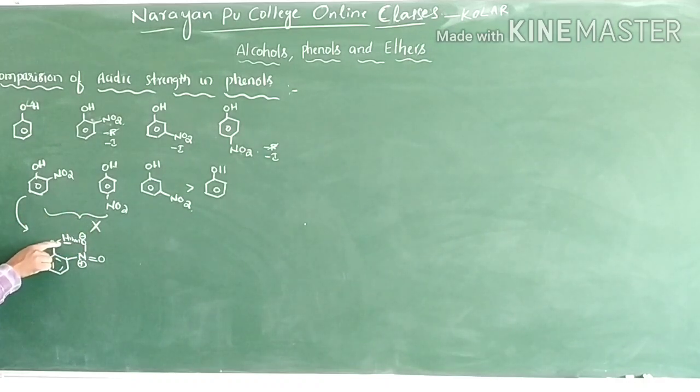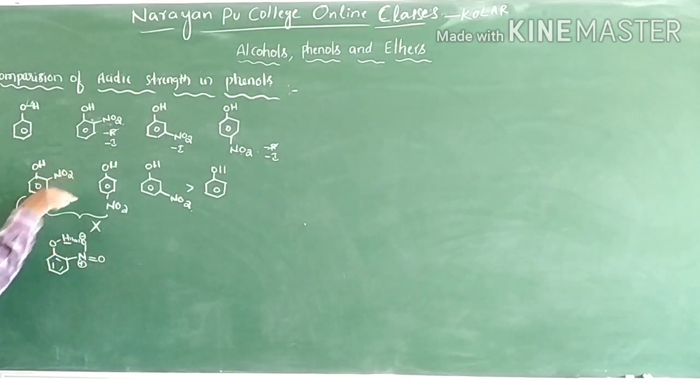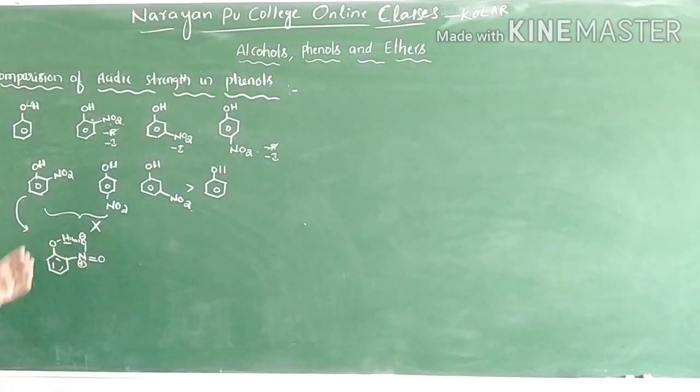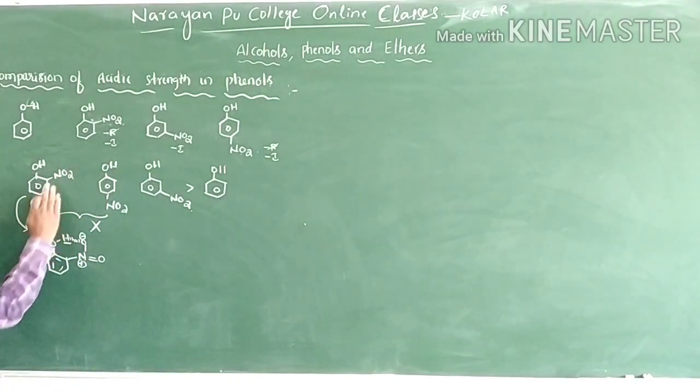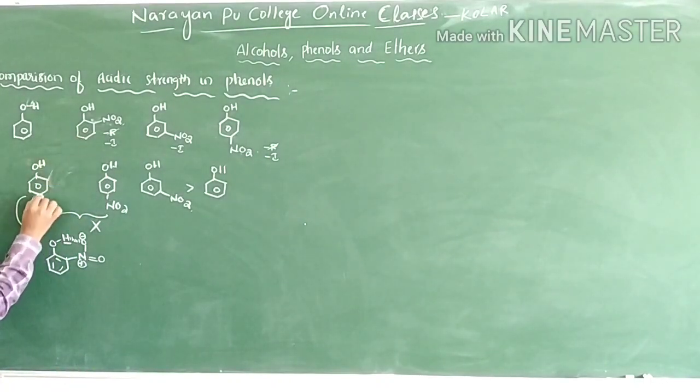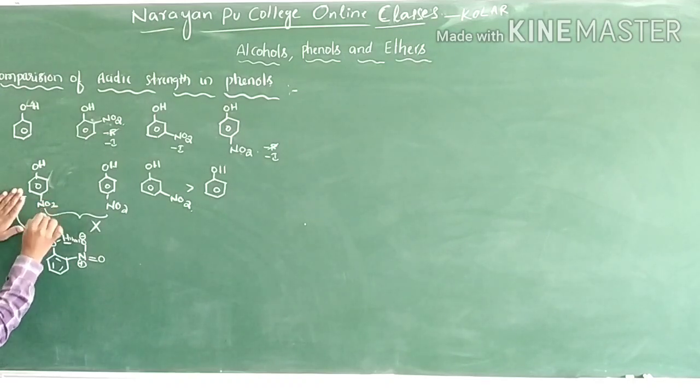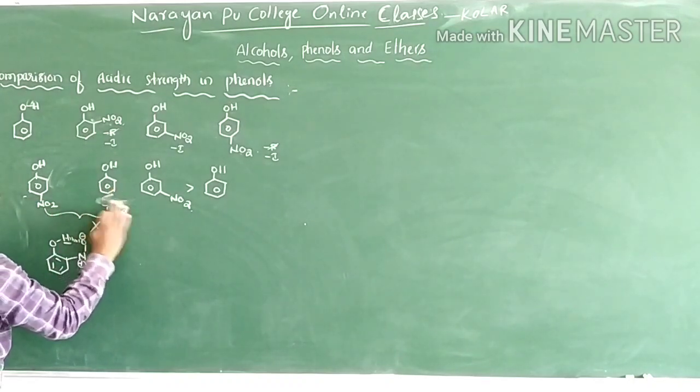is bonded with one hydrogen, means one bond. Now another bond is coming, so removal of H plus is difficult. Removal of H plus is difficult means it is less acidic. So that's why, first comes here paranitrophenol, and next it comes orthonitrophenol.